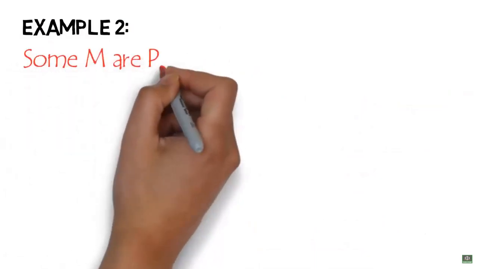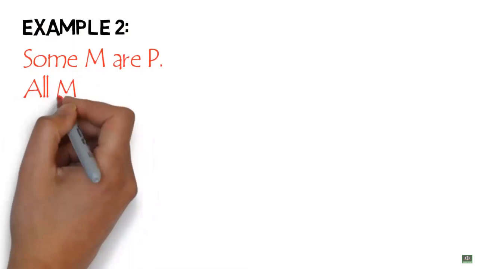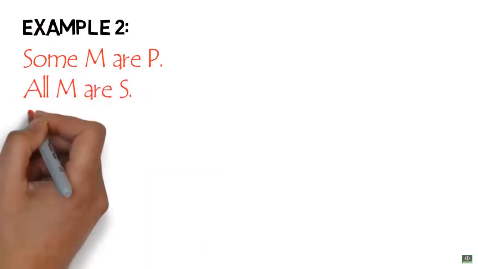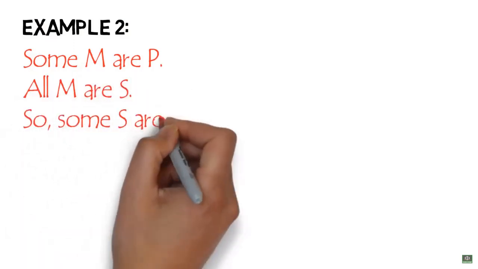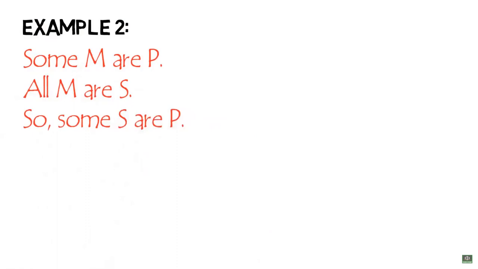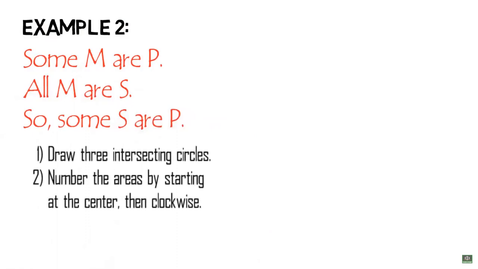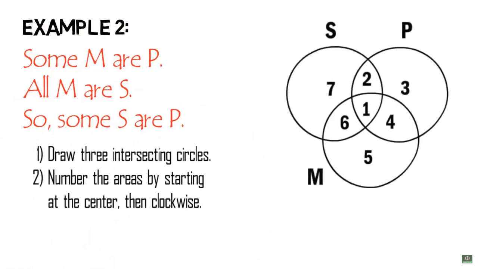Let us consider another example. Some M are P. All M are S. So, some S are P. And so, let us draw 3 intersecting circles for this syllogism, each for S, M, and P, and then number the areas by starting at the center and then clockwise.